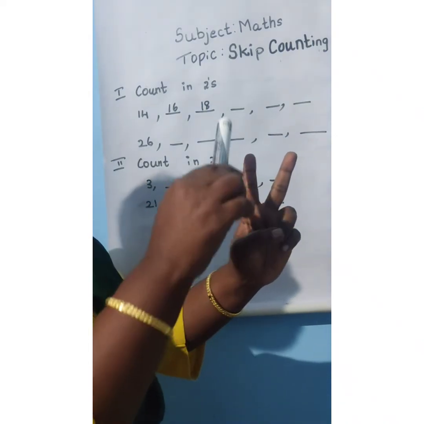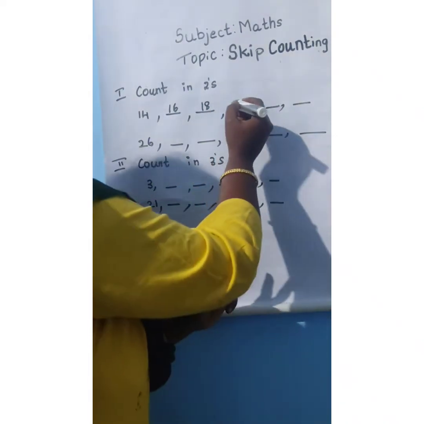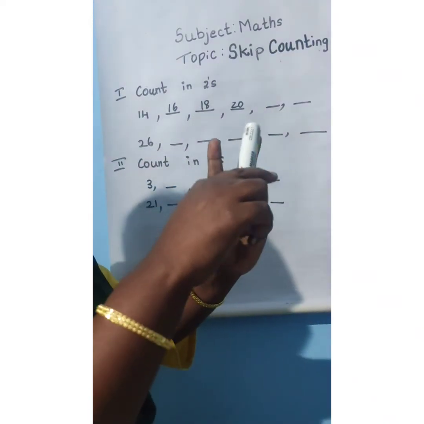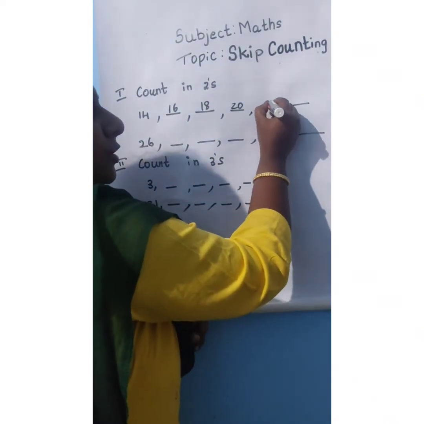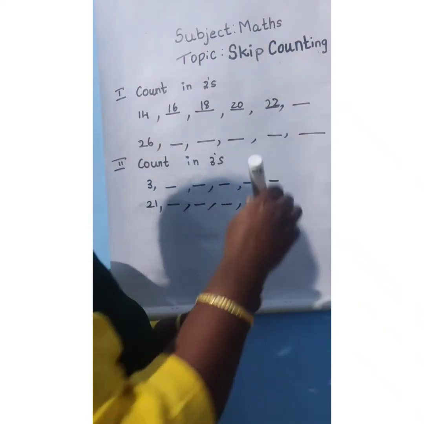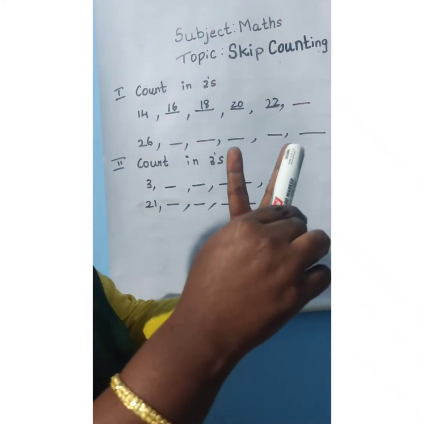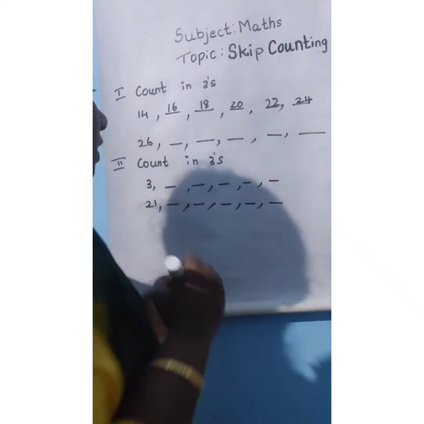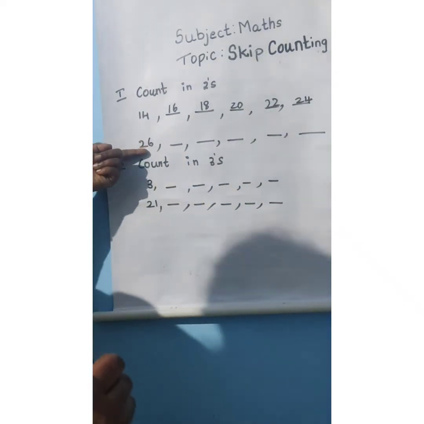Okay, so next is 19, 20. So write here 20. Okay, 21, 22. So write here 22. The next is 23, 24. So write here 24.